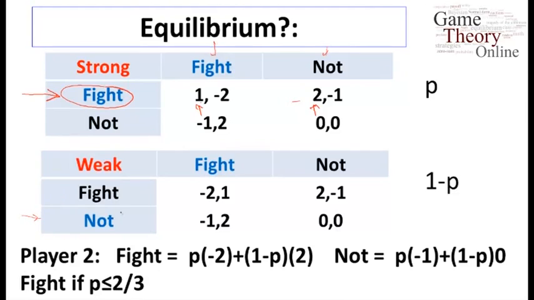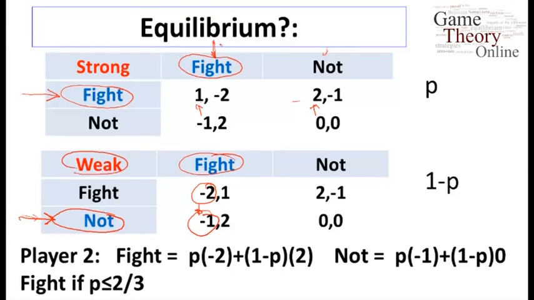If player 2 was not fighting, then indeed player 1 would want to fight even if weak. But if player 2 is choosing to fight, then when player 1 is weak, their better response is to not fight. So that holds together. It will indeed be a best response for player 1 to fight if strong and not if weak, if player 2 is always fighting.